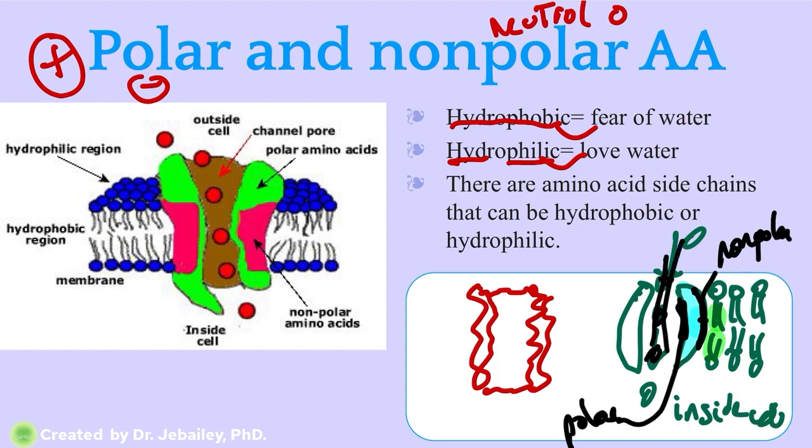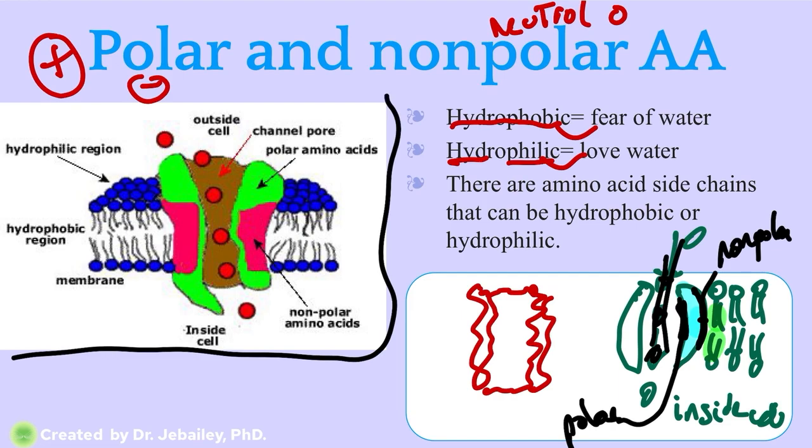So if you see this picture right here, which can come in the IB exam, what we see is a channel. And you can see that the channel is entirely made of protein. But the pink part of that protein is actually non-polar, which means it's hydrophobic. It does not like water. And that's good because that means it can touch the fatty acids of the phospholipid.